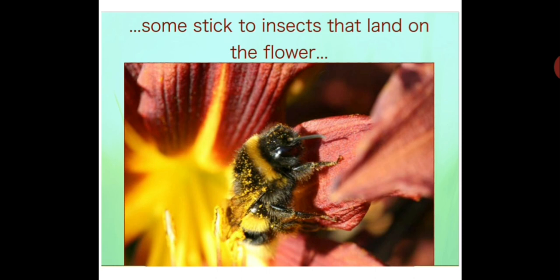Some stick to insects that land on the flower. So I think we all know about bees, don't we? You can see on the back of the bee there, it's gone in there to drink the nectar, and it's got bits of pollen on its back, and then it's going to go to other flowers and it'll rub that pollen onto the female parts of the flower.